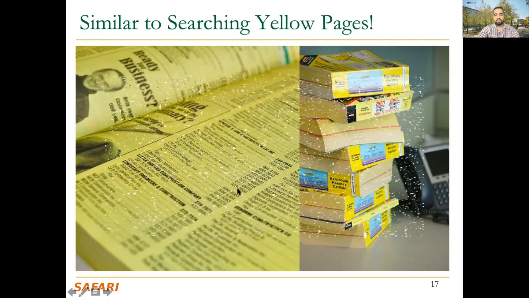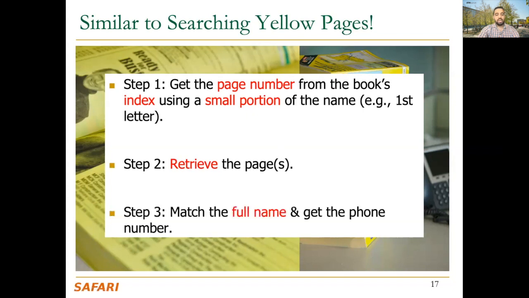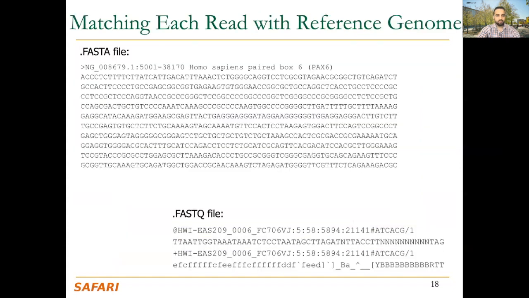So in summary, it's really 3 steps. First, you need to get the page number from the book index using a small portion of the name, for example, the first character. What is the page number of the section that starts with A? And then the second step, you retrieve that page and go to that section. And then you try to match the full name, character by character. You move on from the name's first character, second character, third character, till you get the full name. Once you get the full name, you get the phone number. And this is exactly how we perform read mapping.